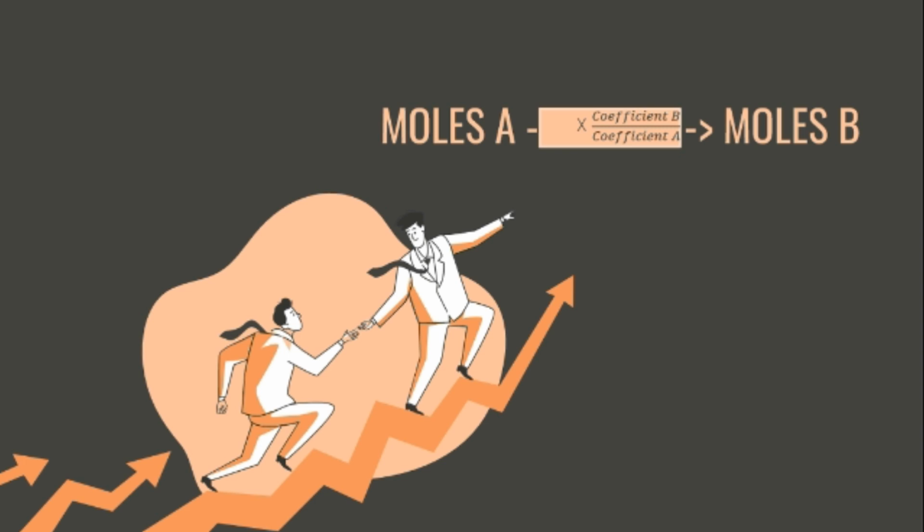Multiplying by the coefficient ratio gets us from moles of A to moles of B, from the moles given to the moles wanted. But there is a problem with this. We cannot directly know the amount of moles, because we cannot count the amount by mass, particles, or volume. Interesting, isn't it? Let's take a look at the next conversion.